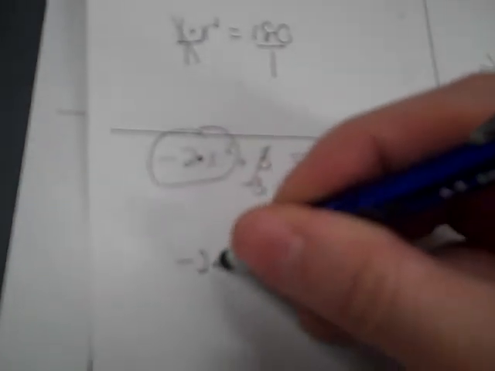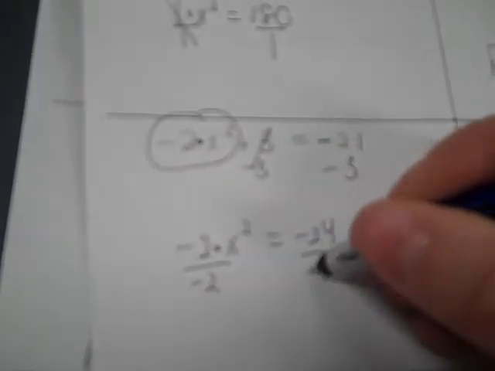Negative 21 minus 3, that's negative 24. So we have negative 2 times x to the second. That's what dot means, is times. And then negative 24. Then we divide by negative 2. And now x to the second is by itself. So after I divide, I can go here. So negative 24 divided by negative 2 is 12.